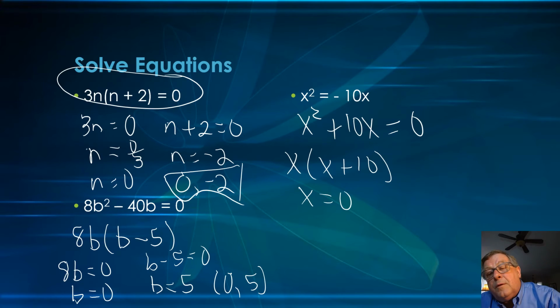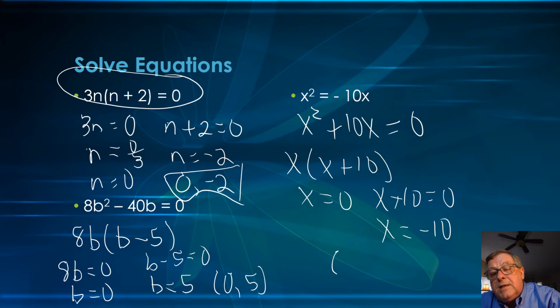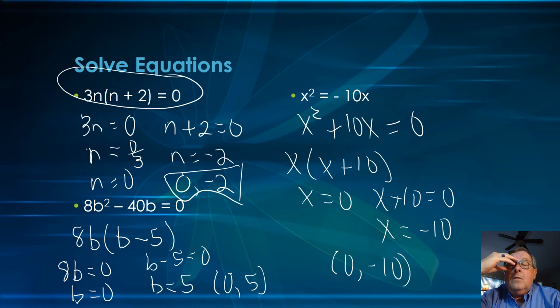And just like we did in these first two, I'm going to set each of these factors equal to 0. Well, x is equal to 0 on that first factor. That's pretty simple. And then we got x plus 10 equals 0. And we're going to subtract 10 from both sides. So x is equal to negative 10. And so my solution set here is 0, negative 10. In other words, if x is either 0 or if it's negative 10, then we're going to get a true statement.